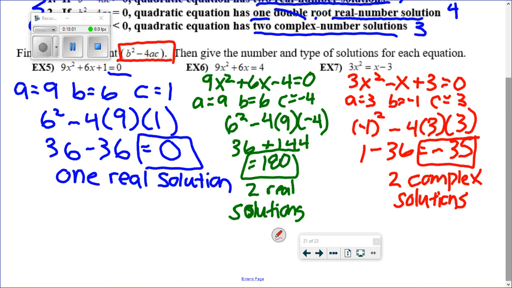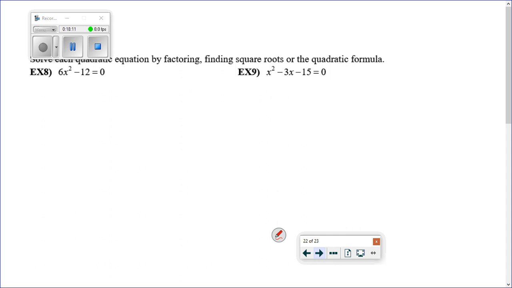So that was 5, 6, and 7. So you have 4 more example problems to do. So solve each equation by either factoring, finding the square root, or the quadratic formula. So kind of when your thought process behind this, since we've learned so many different ways to solve, is 1, if you can factor, go ahead, factor first. That's going to be the easiest way to do that.